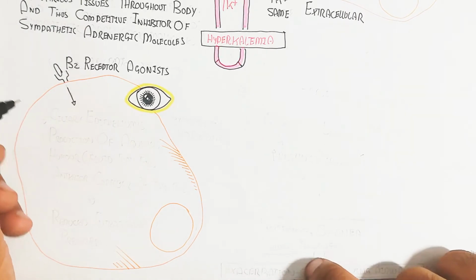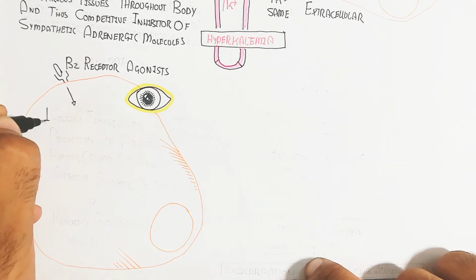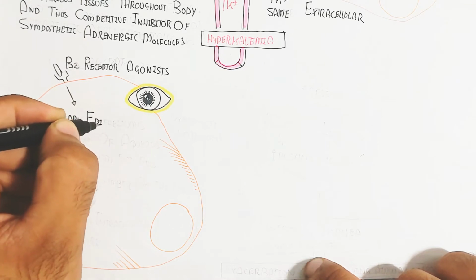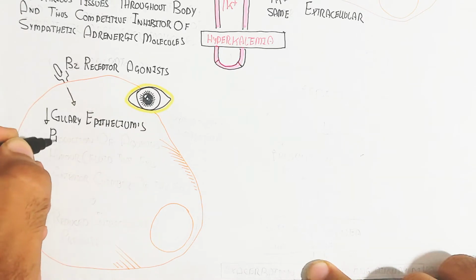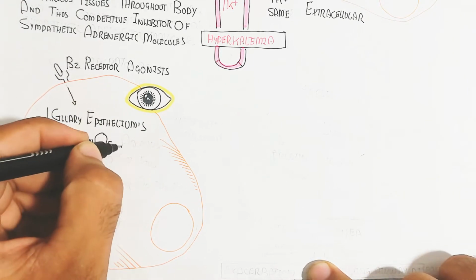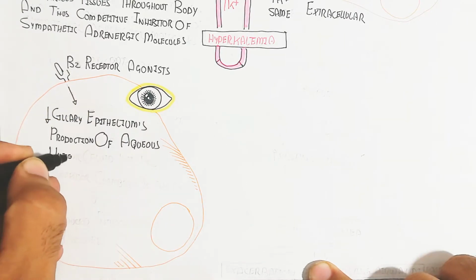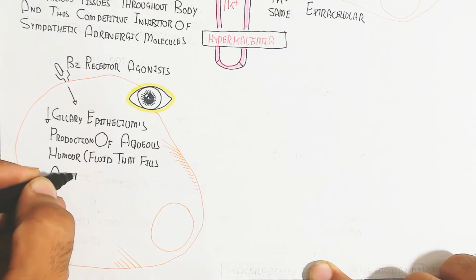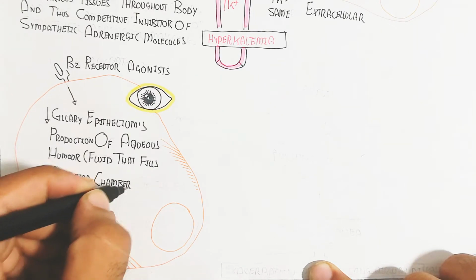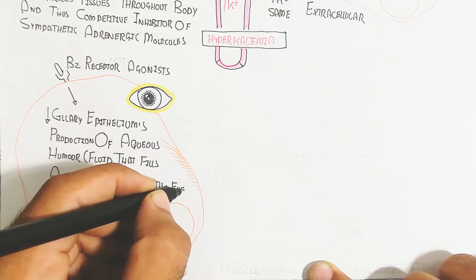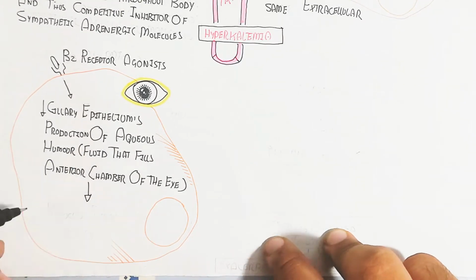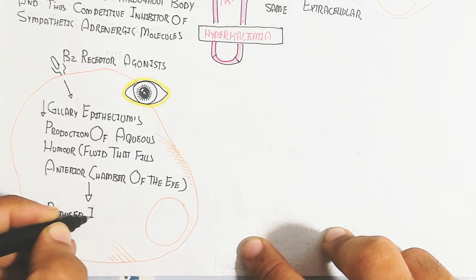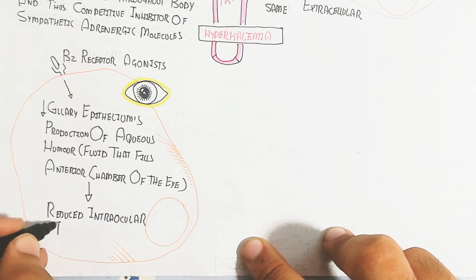Here is the beta 2 receptor agonist. Agonist means like the original ligand. In this way, binding in the eyes will decrease the ciliary epithelium's production of aqueous humor, the fluid that fills the anterior chamber of the eye. So this reduces the intraocular pressure. That is the function.